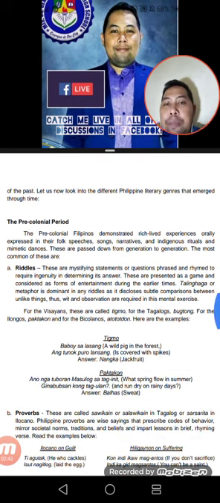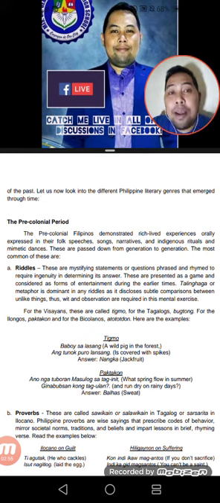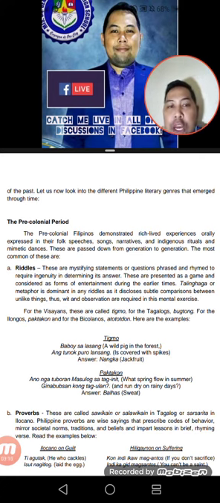In the pre-colonial period, we have the riddle. Riddles are mystifying statements or questions phrased in rhyme, requiring ingenuity in determining the answer. So these are the bugtong. These are the present games considered a form of entertainment. Talinghaga or metaphor is dominant in any riddle. It discloses subtle comparisons between unlike things.